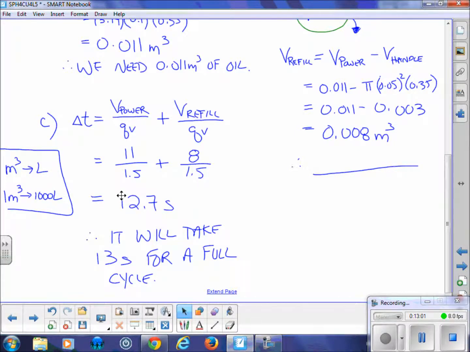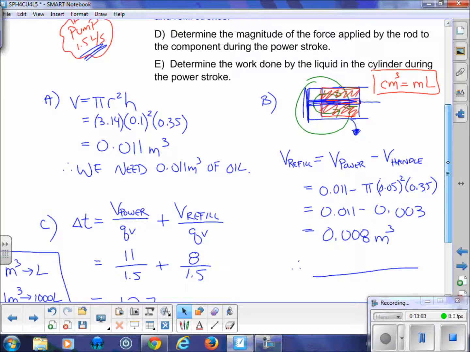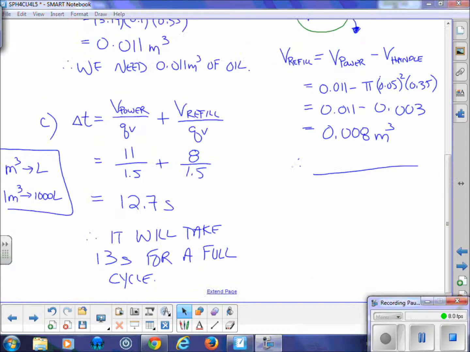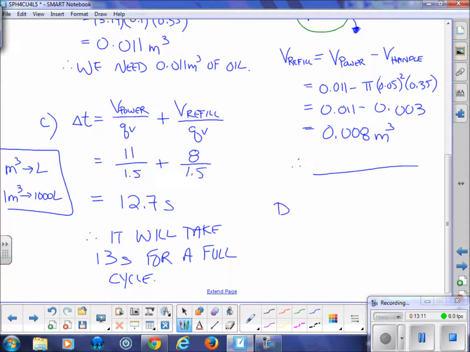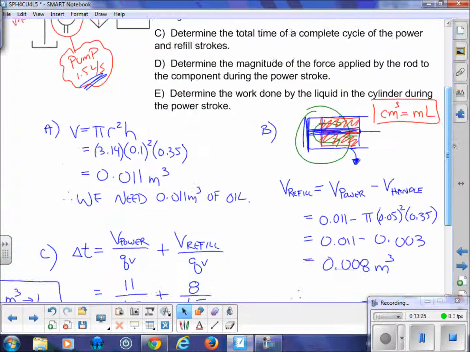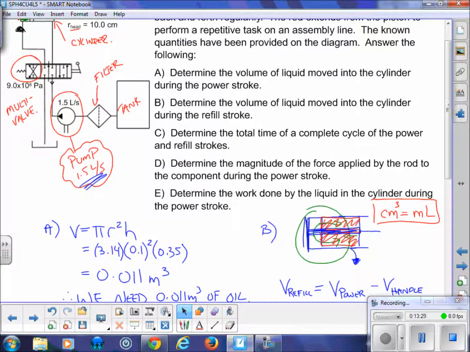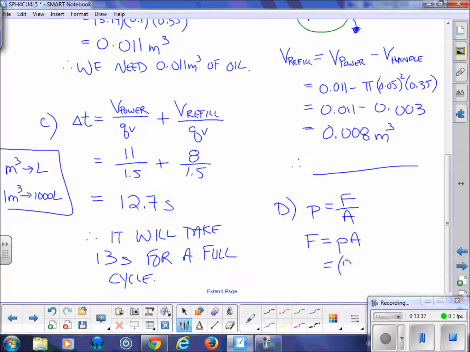All right, moving along. D, determine the magnitude of the force applied by the rod to the component in the power stroke. So remember from earlier in the unit, we know that pressure is force divided by area. So if I want force, rearranging the equation, it's pressure times area. Now, if we take a look in the question, it tells us in the valve what it's rated for. There's our pressure right there, 9 times 10 to the 6th pascals. So our pressure is 9 times 10 to the 6th pascals.